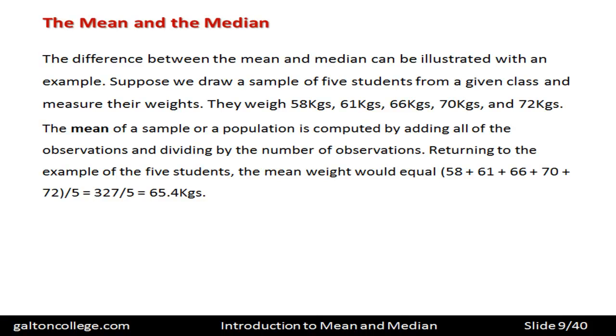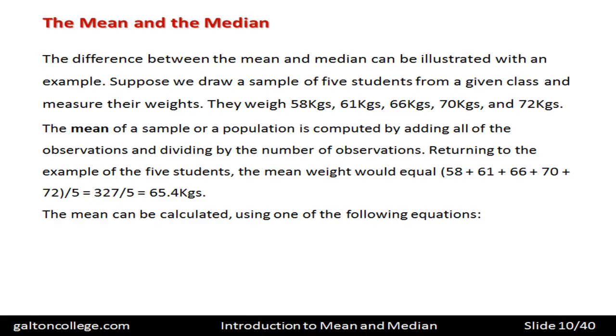You'll see on the set of numbers 58, 61, 66, 70 and 72, there is no 65.4. So the average doesn't have to correspond to an actual student. It's just the average weight. It's the weight of all of the students added together and divided by the number of students.